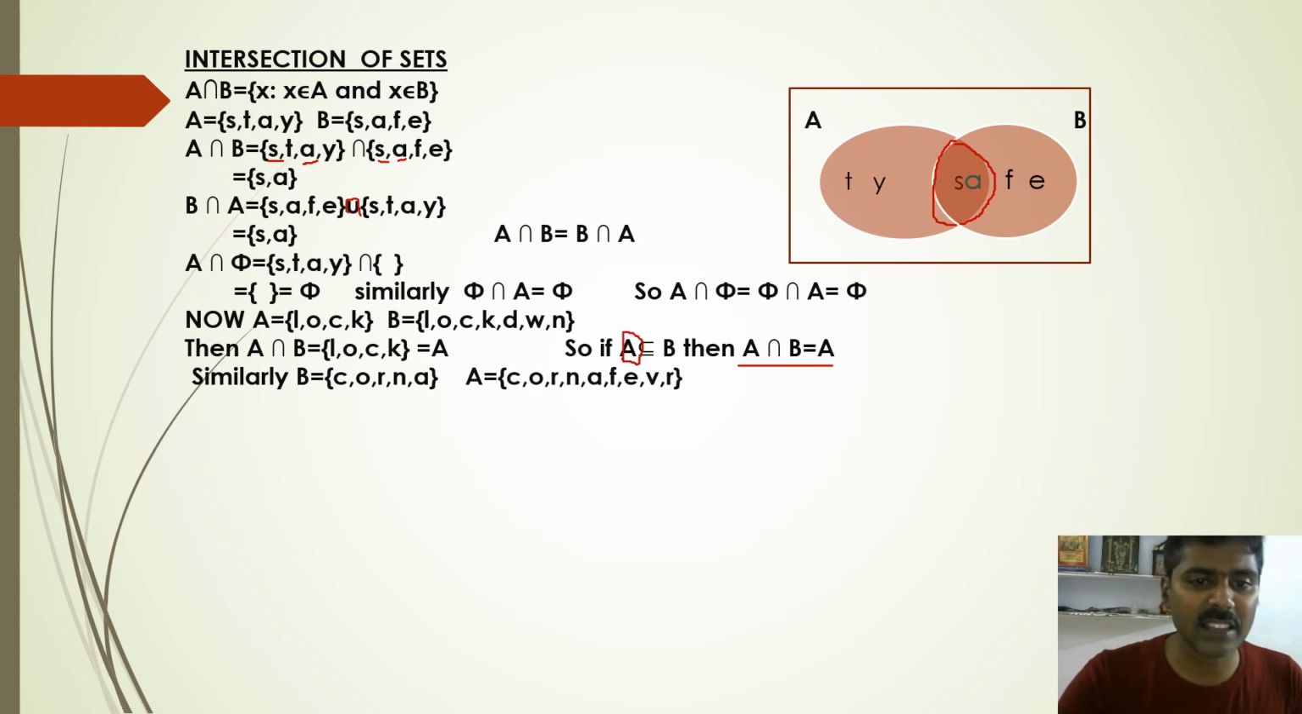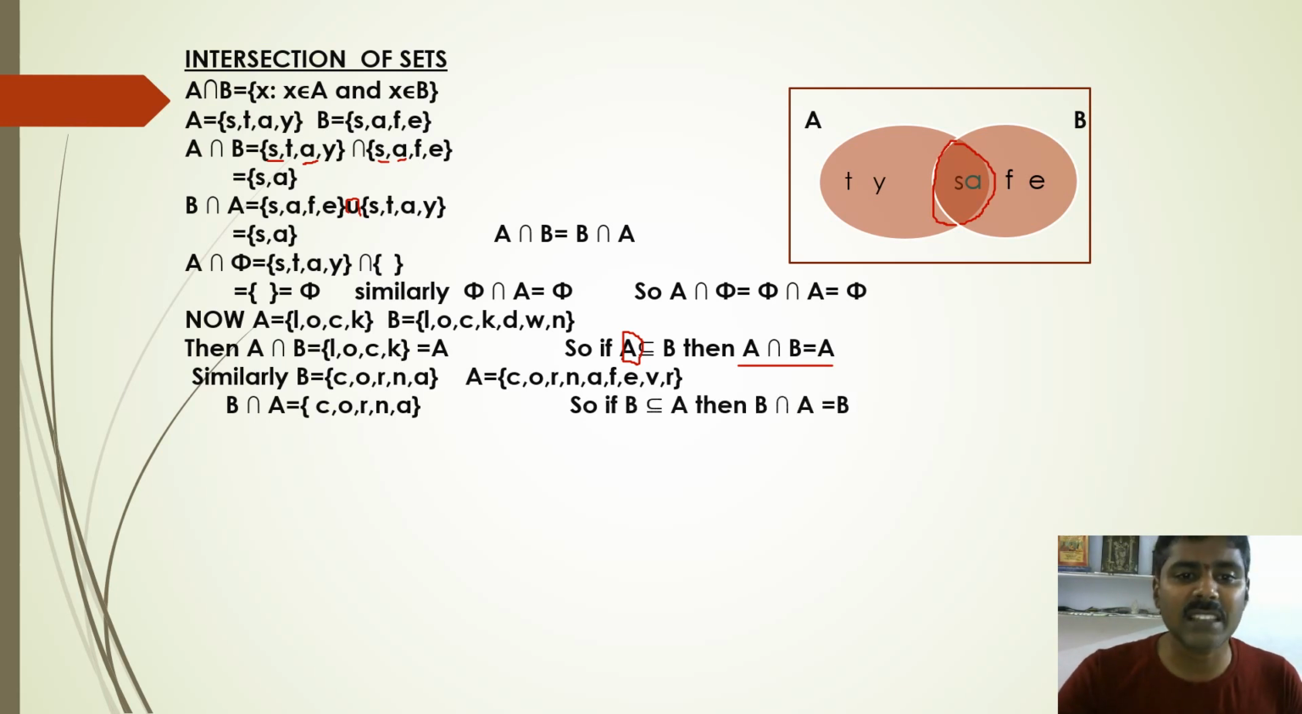That means the subset becomes their intersection. Similarly, with another example, B is CORONA and A is CORONA FEVER. If I go with their intersection, what do we get? Again the same, CORONA, the common letters, which is nothing but B. So if B is a subset of A, then their intersection is B. So if two sets are subsets, their union is the superset, and their intersection is the subset itself. These are the things in intersection.